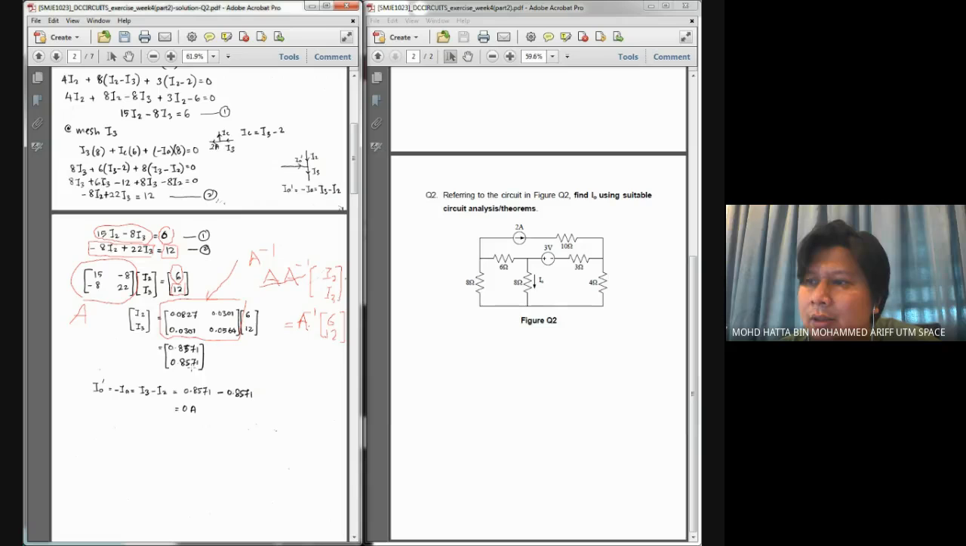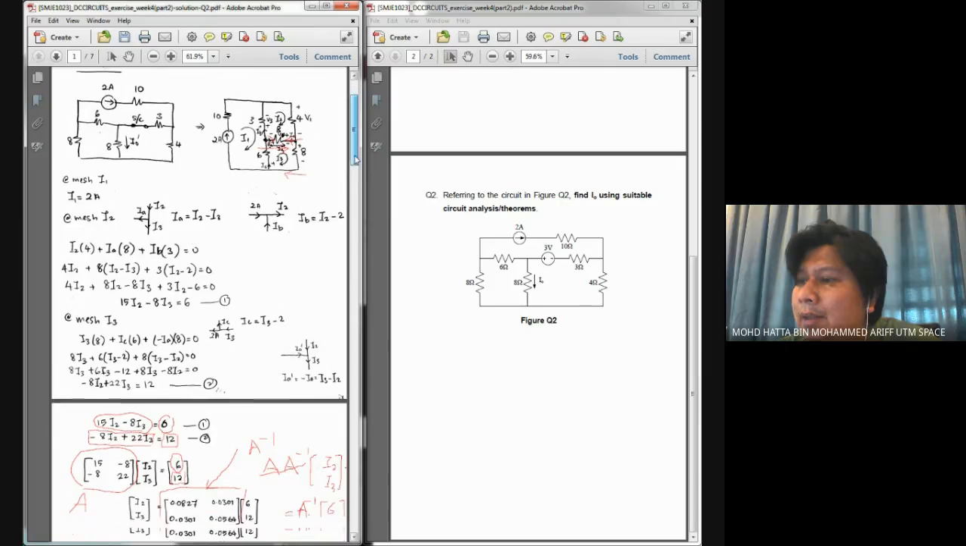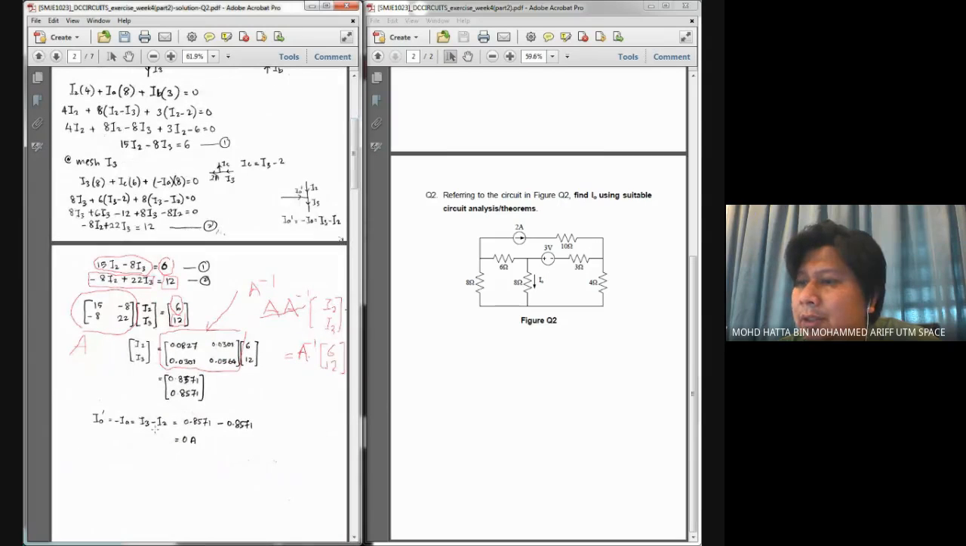And at the end, you end up with a 2x1 matrix where at the top is your I2, at the bottom is your I3. And to get IO, remember that IO is also given, IO is current flowing in that direction. IO is also given by negative IA or I3 minus I2. So based on my calculation, I3 minus I2 is 0 ampere. Okay, this is for IO prime.